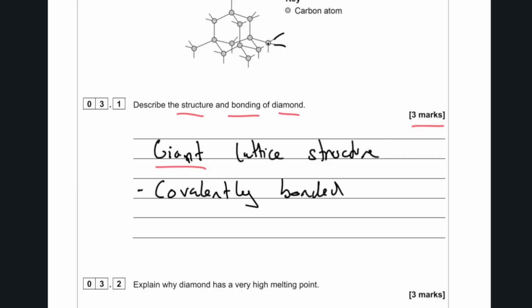And we want to give one more point to get the 3rd mark. So what we can say actually is the carbon atoms. It's not only covalently bonded, it's the carbon atoms that are covalently bonded. And each carbon atom is bonded to 4 other carbon atoms. And that should get you the marks. And you can see how it's structured to get you each of the 3 marks.